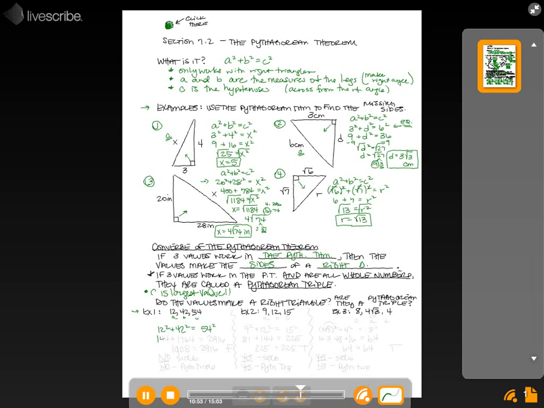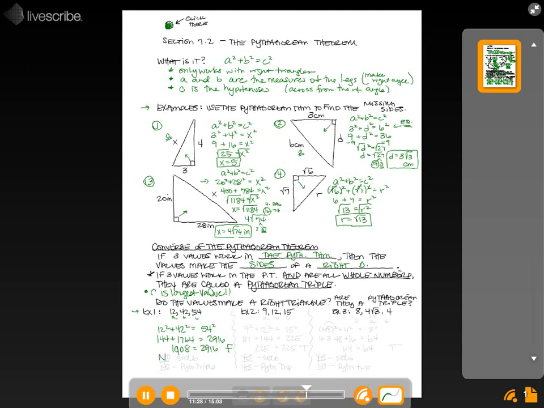Okay, 12 squared is 144, plus 42 squared is 1,764, and then 54 squared is 2,916. Then we're going to add 1,764 plus 144, and we get 1908 equals 2916. This is a false statement, okay? That does not work. The two sides of the equation don't equal each other.